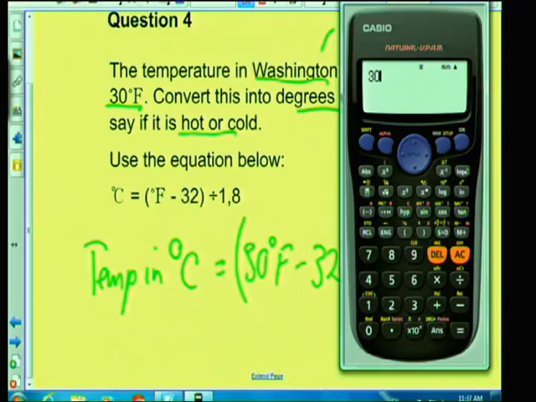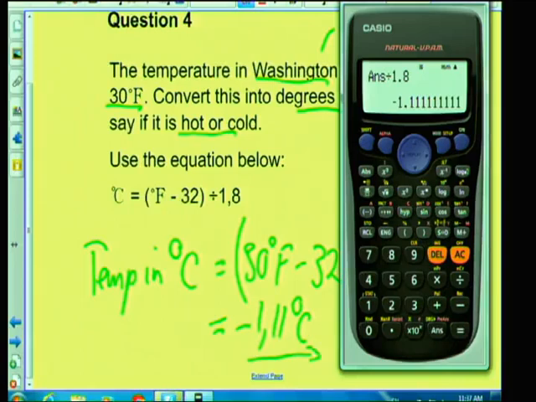So if I do that, you can predict already that it's going to be quite a small number, or even a negative number. Minus 32 is negative 2, divided by 1.8, and we get the answer of negative 1.1 degrees Celsius. Excellent. We finished the question.